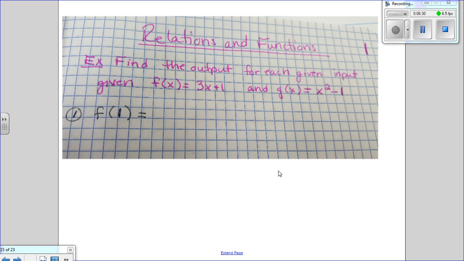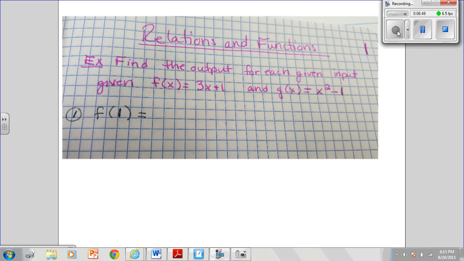Okay, we have one more little topic to cover for today. And on my notebook, I actually ran out of room, so I went ahead and went to the next page. If you are also in the same position, you can title it again, Relations and Functions, and just put the number 1. That way I know that this is the same topic. Okay, so in this problem, it says find the output for each given input given f of x equals 3x plus 1 and g of x equals x squared minus 1.